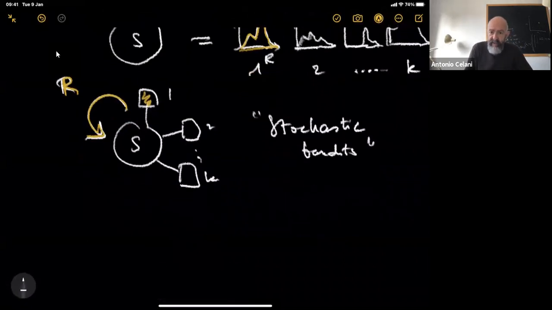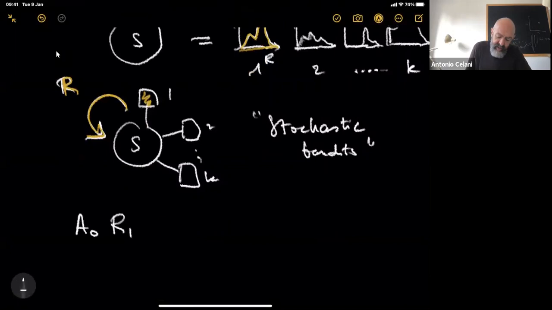In this case, what we come to observe is not a sequence of states, because the state is always the same, so it's absolutely irrelevant what we observe at the level of states. We just observe a sequence: we pull an action, we pull an arm, we get a reward, we pull another arm, we get the second reward, and so on and so forth.